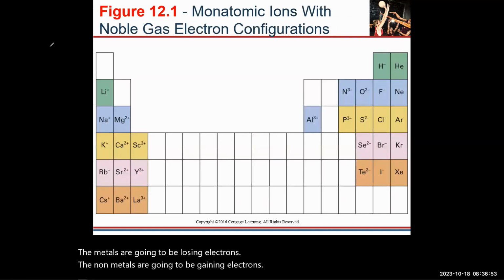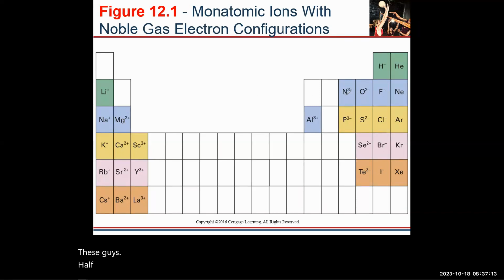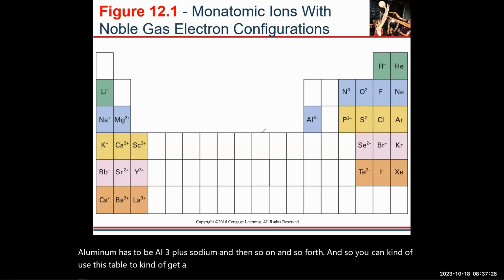And this is just showing you what they have to do to become, or the type of monatomic ion that they form, to be like neon, right? So hydrogen could either be H minus or just H plus. These guys have to be N3 minus, O2 minus, F minus. Aluminum has to be Al3 plus, sodium, and so on and so forth. So you can use this table to get a gist of what you're supposed to be doing, okay?